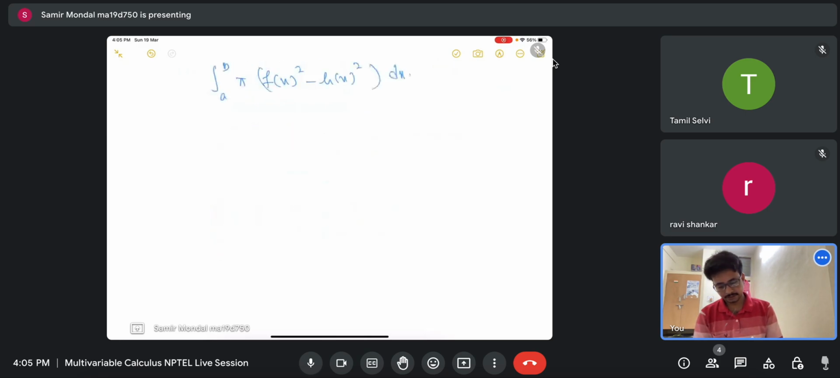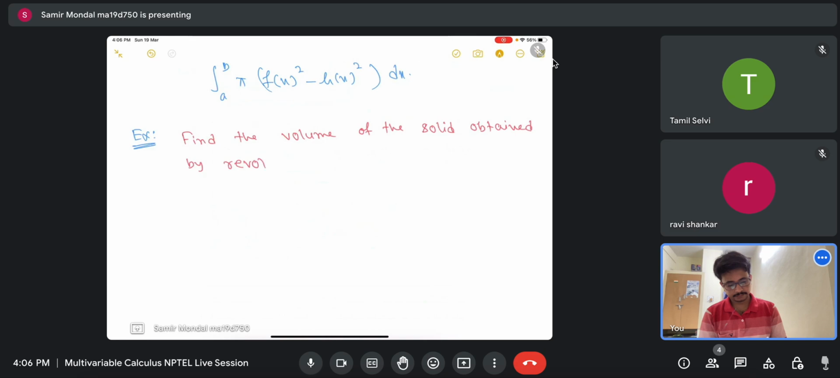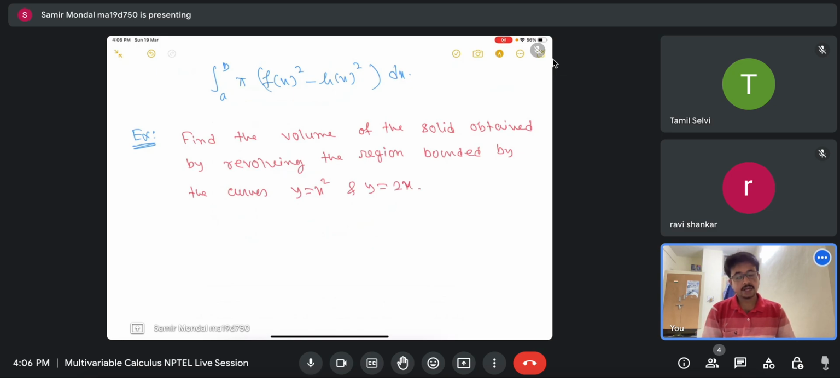Find the volume of the solid obtained by revolving the region bounded by the curve y equal to x square, this is one, another is y equal to 2x, about the y axis. Here we are taking the axis as the y axis. At first, draw.